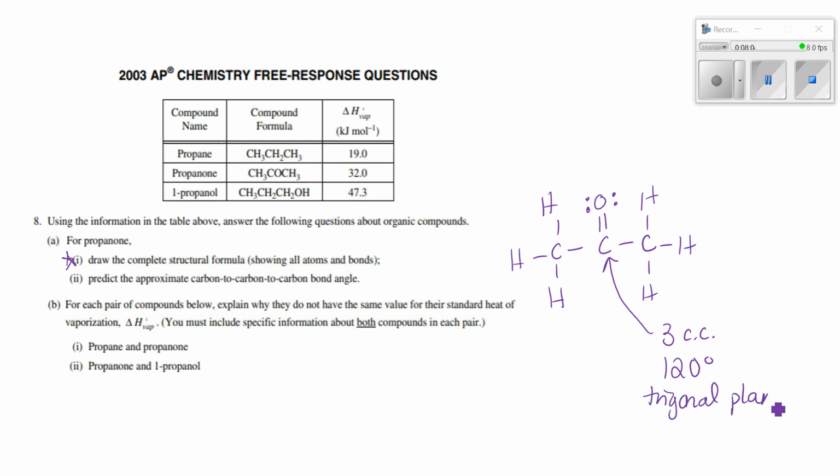Another variation would be you could be asked what the orbital hybridization is. And since there's 3 charge clouds, we're going to hybridize 3 orbitals. So 1 s orbital and 2 p orbitals. So those are all variations you could be asked.